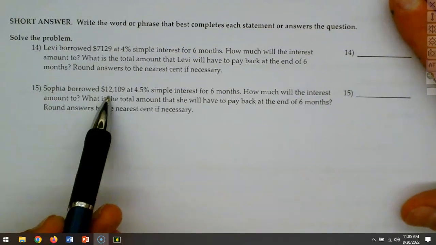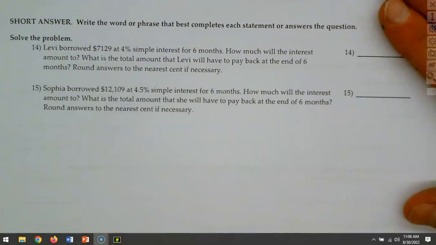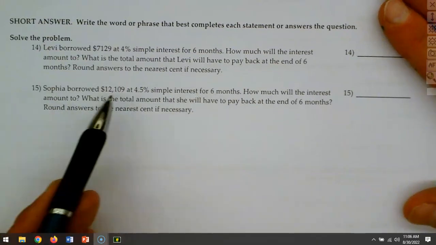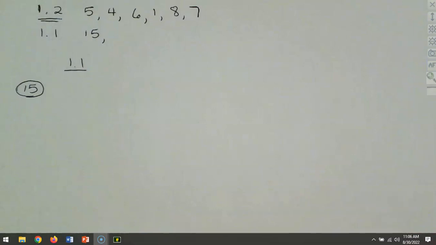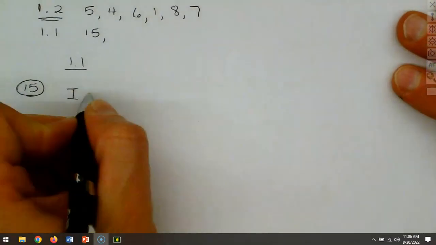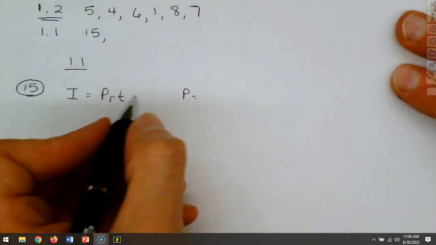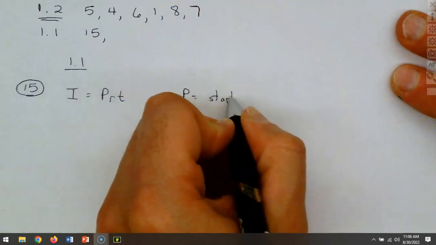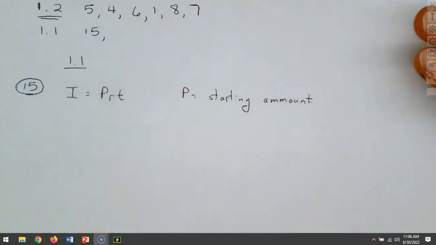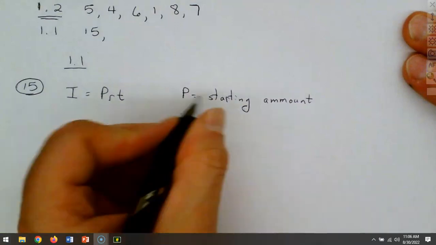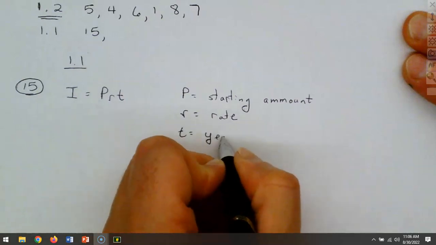So Sophia borrowed $12,109. She borrowed that for 6 months and at 4.5% interest. So we're going to look at, in this case, simple interest. And our formula for simple interest is I equals PRT. And P is going to be the starting amount or the principal. R is the rate as a decimal, and T is the time in terms of years.